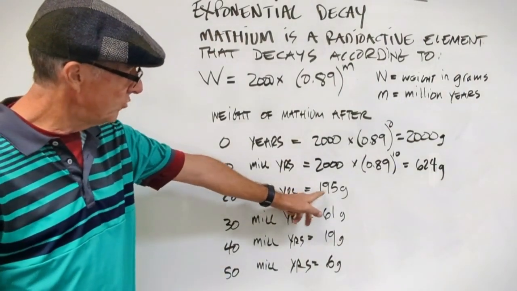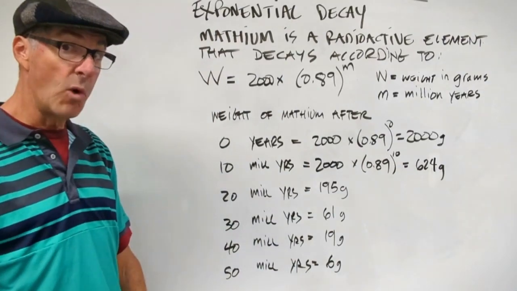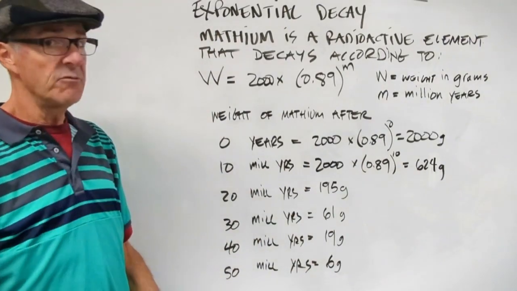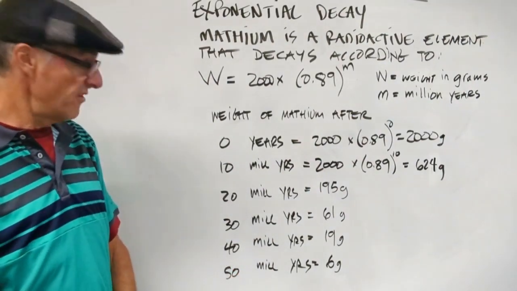So here are my results: 195, 61, 19, and 6. I rounded to the ones place. So I rounded away the decimal because I know that when I graph, the decimal's not gonna matter. My graph's not gonna be accurate enough for that.